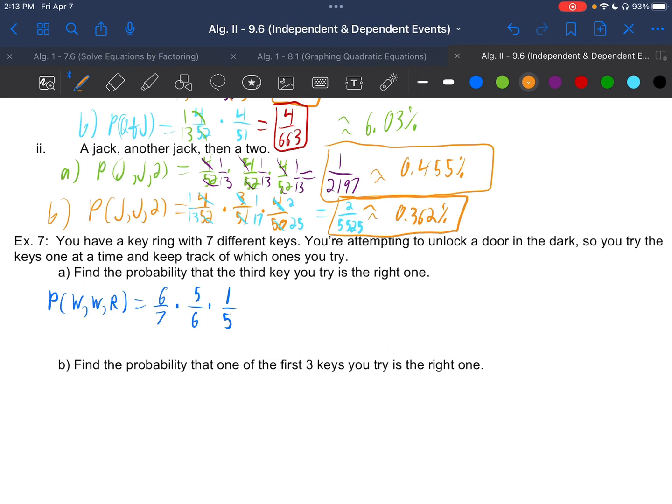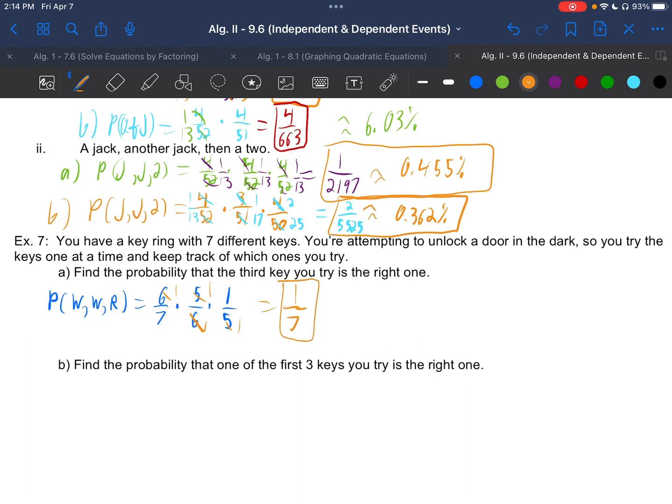So we can reduce here. 6 and 6 reduce, 5 and 5 reduce. So 1 and 7, meaning if you do this 7 times, then 1 time you should get the right key on the third try.